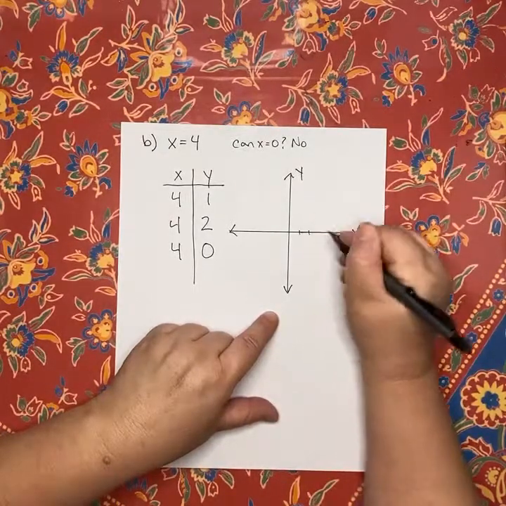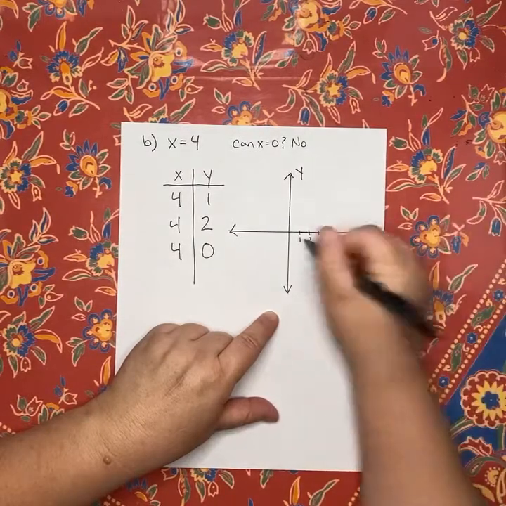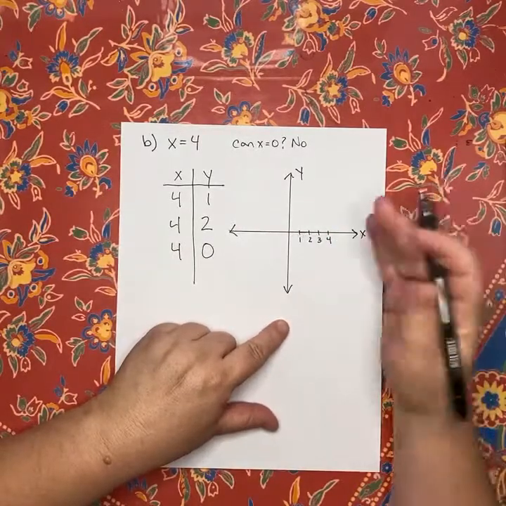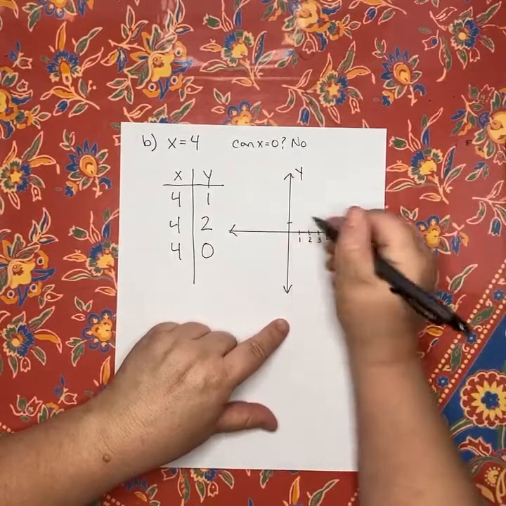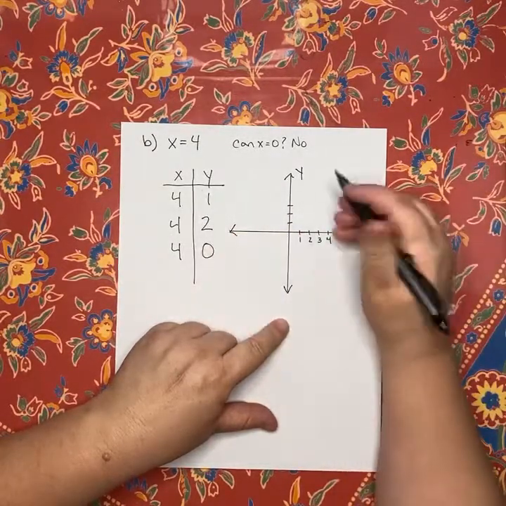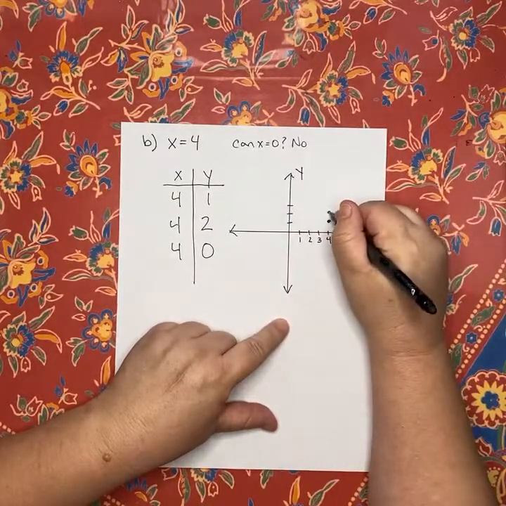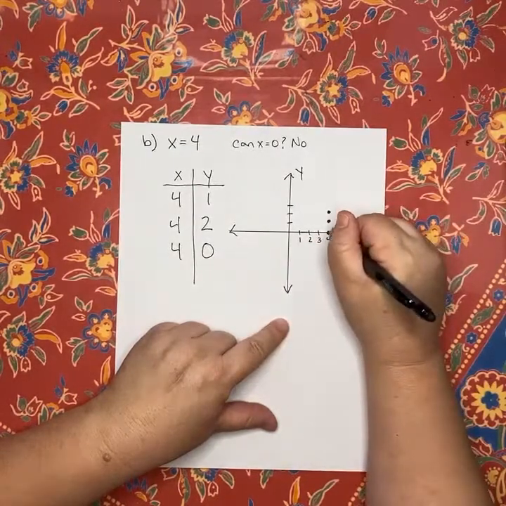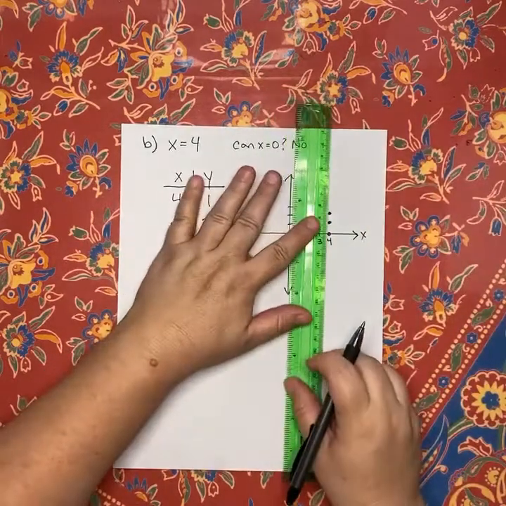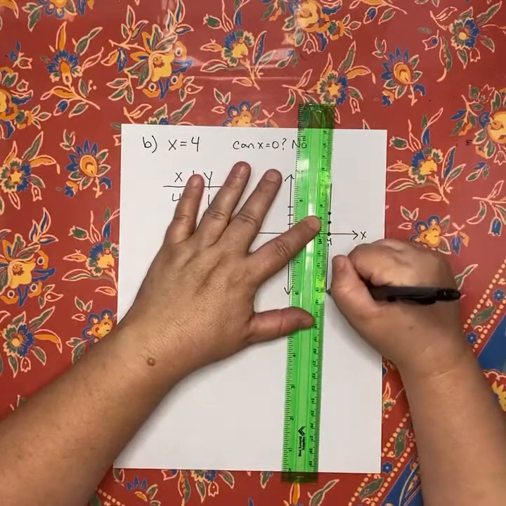Okay, 1, 2, 3, 4. Try to be as close to equally spaced as possible. It's not perfect. My 1 is kind of big compared to my others, but it's close enough. And I've got a couple of points here for Y. So I've got the points (4, 1), (4, 2), (4, 0). Those 3 points stack up right on top of 4, like this.